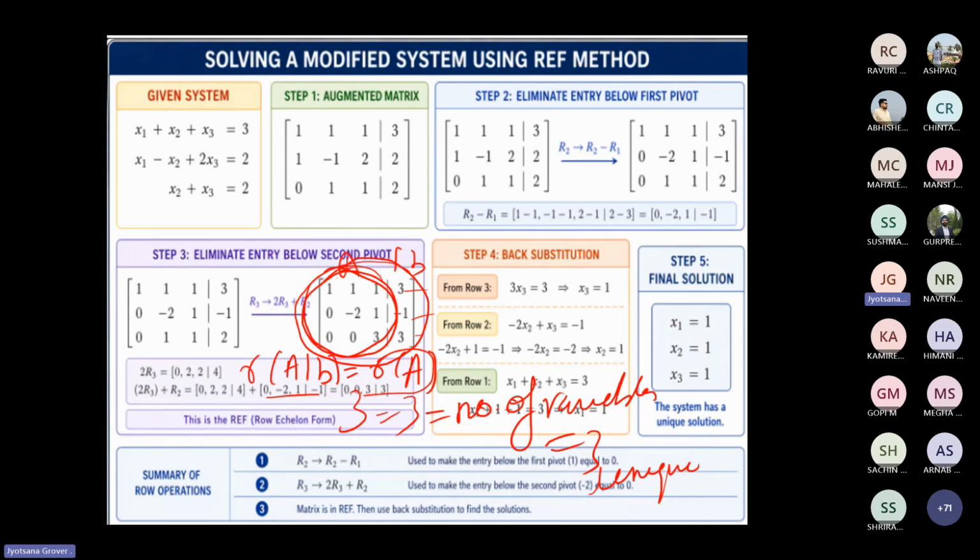See, I suggest you make one copy for maths. Okay, so whatever.